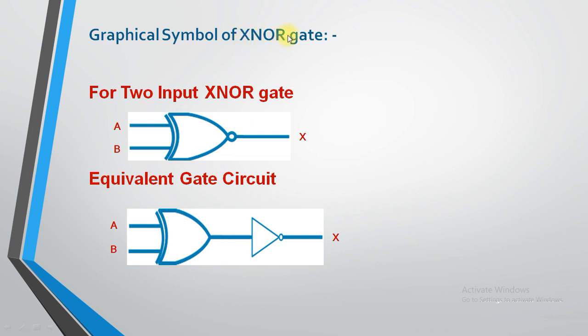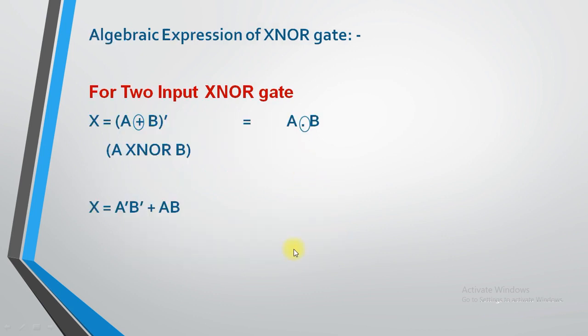I am going to repeat it once again. XNOR gate is the combination of XOR gate plus NOT gate. So this is the graphical symbol which represents XOR gate. You just need to put one bubble over here, or you can draw a NOT gate after the output of the XOR gate to make XNOR gate, and you will get the output. Now the algebraic expression is the same as the previous one, but you need to apply the NOT sign over here.